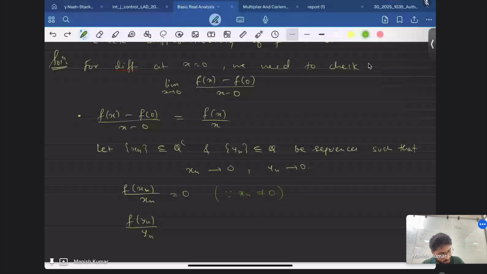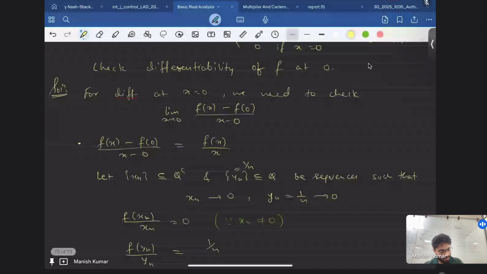In this case yn is always non-zero, so I can divide by yn, and f of yn is going to be 1 by n, because p by q is equal to 1 by q. So this is 1 by n, and yn is also 1 by n, so this is always going to be 1. So we have got two sequences which are converging to two different limit points. So this tells us that the limit as x goes to 0 of f of x minus f of 0 on x minus 0 does not exist.